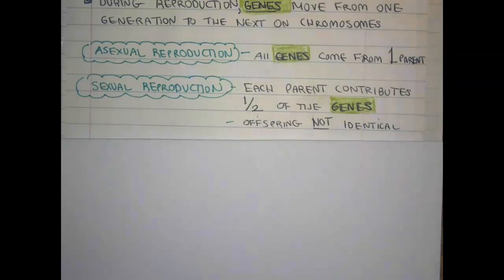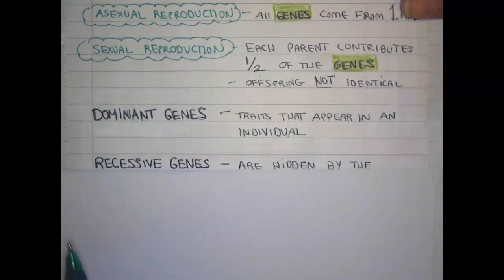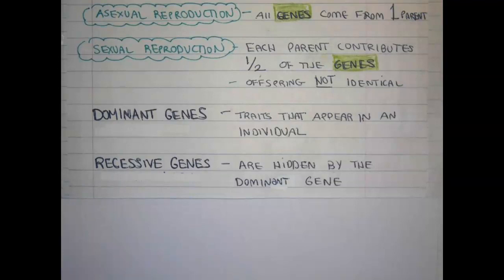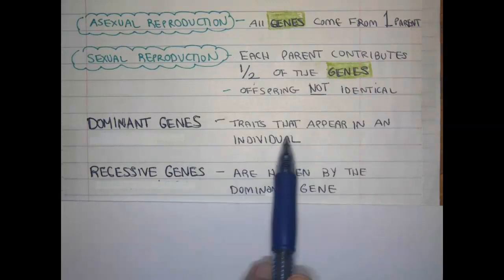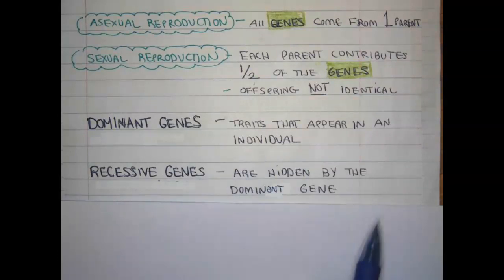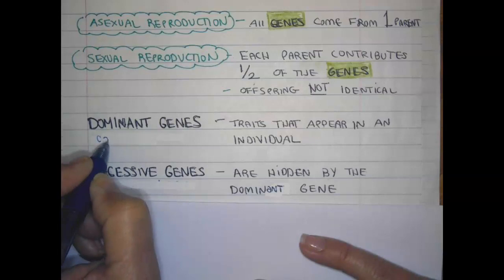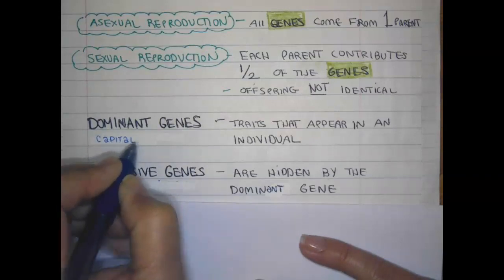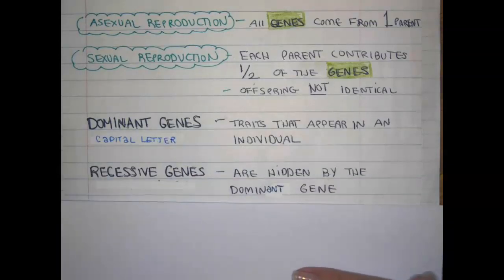And that gets us to where our genes come from, and that is we have dominant genes and we have recessive genes. Dominant and recessive genes, where the dominant gene is the trait that appears in an individual. When we do this, and when you do this next week, we're going to be making something called a Punnett square. You're actually going to have the dominant gene represented by a capital letter. That's very important. Dominant gene is going to be represented by a capital letter.